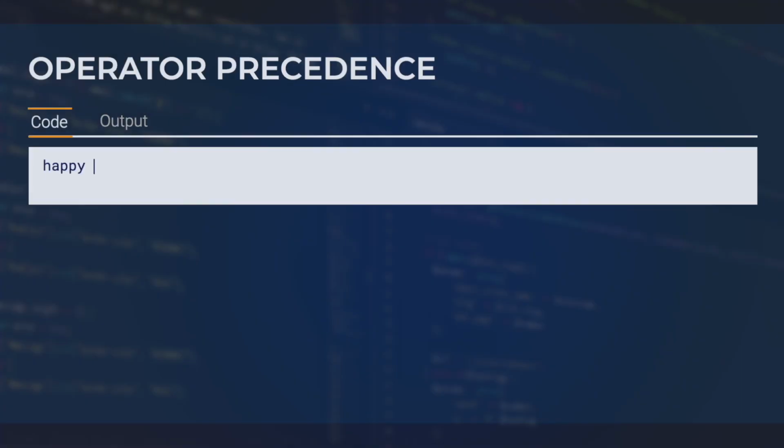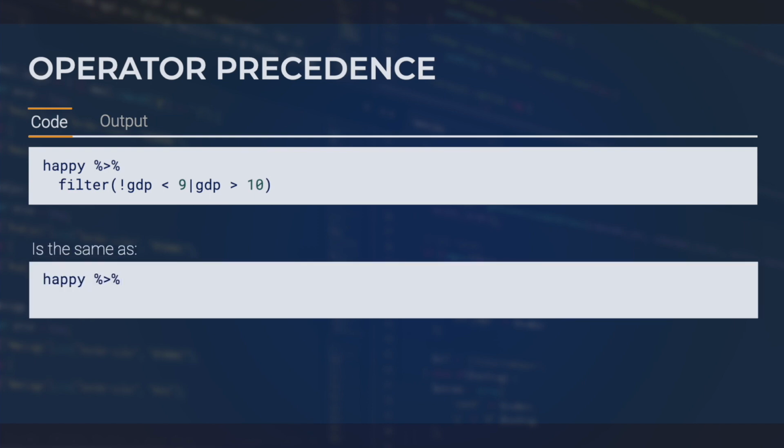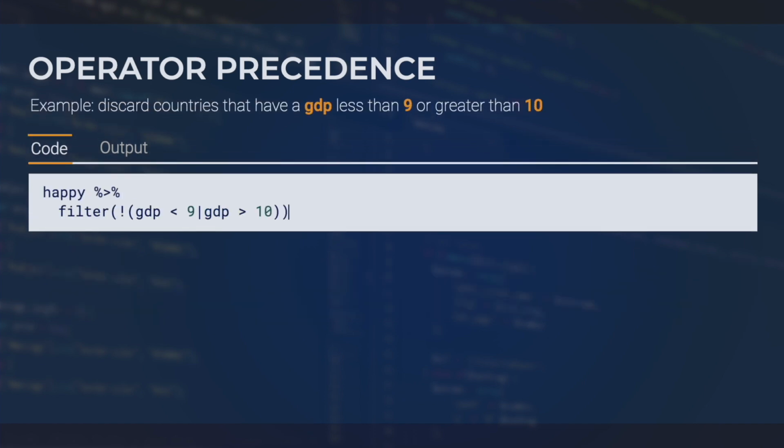So the way to read this code is that we are asking R to keep those countries that either do not have a GDP that is less than 9 or have a GDP that is greater than 10. Put another way, we are asking R to keep those countries that have a GDP that is either greater than or equal to 9 or greater than 10, which is why we get countries with GDPs greater than 10 in our output. Here's the correct way to do what we want.